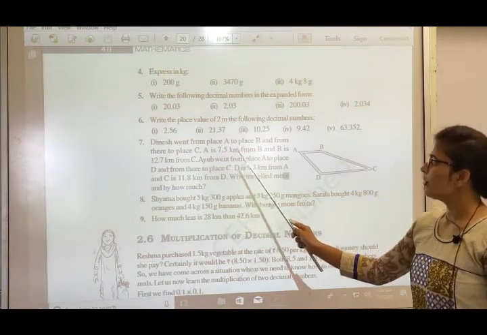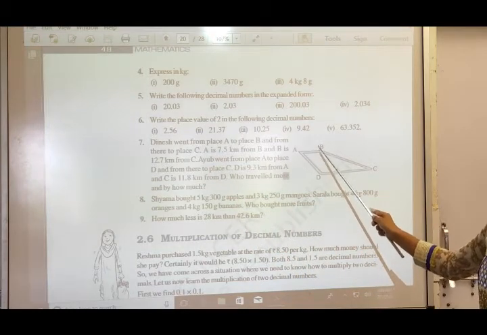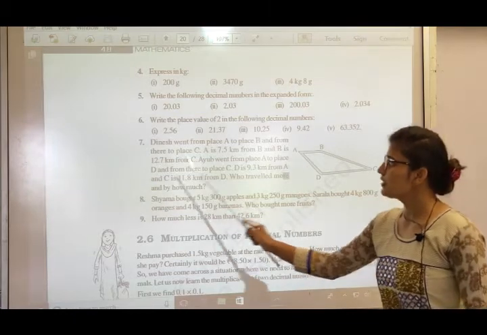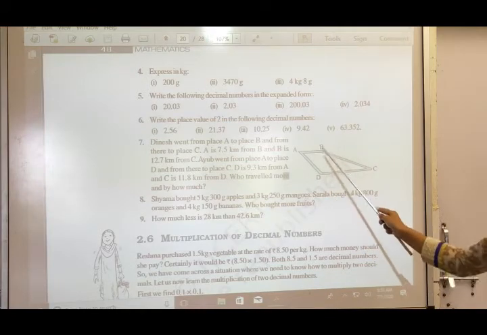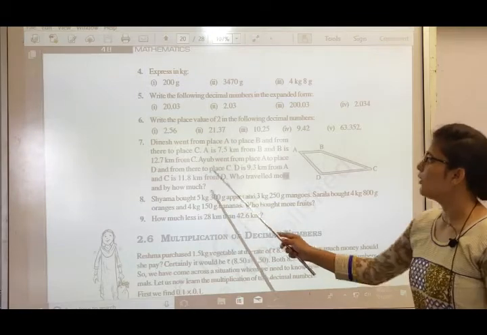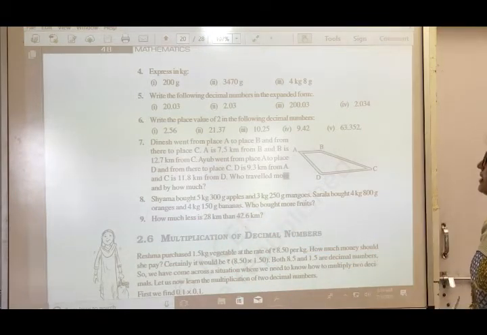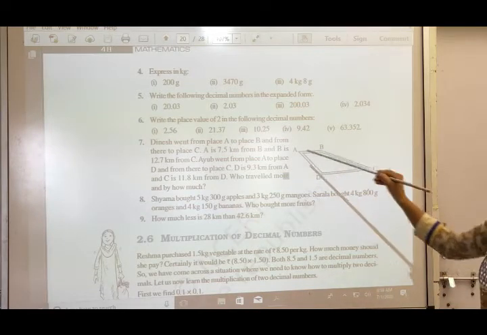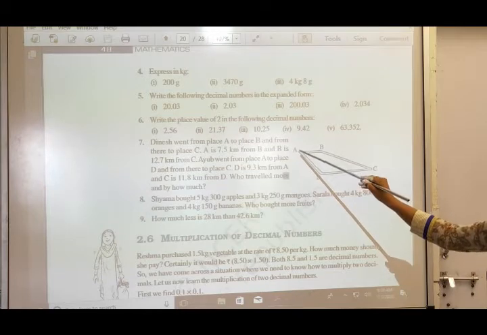A is 7.5 km from B. So from A to B the distance is 7.5. B is 12.7 from C. Now B to C is 12.7. Now this much distance is travelled by Dinesh. Now about Ayub. Ayub went from place A to place D and from there to C. Now Ayub is travelling in this way, from A to D, from D to C. Now what is the distance from A to D?